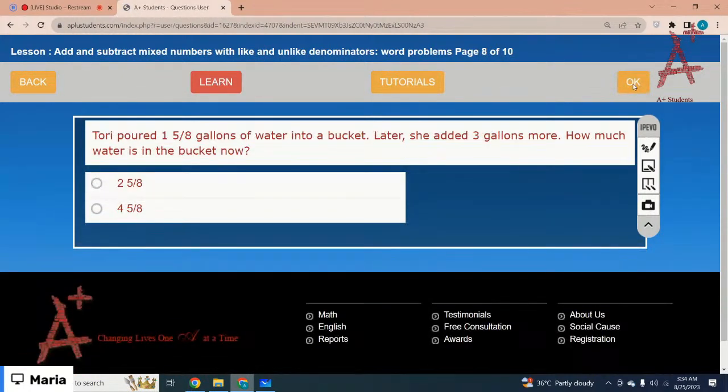Tori poured 1 whole 5 by 8 gallons of water into a bucket. Later, she added 3 gallons more. How much water is in the bucket right now? So you have to add. It would be 3 plus 1 whole 5 over 8. 3 plus 1 is 4. So it would be 4 whole 5 over 8. Option number 2 is the correct option, right?